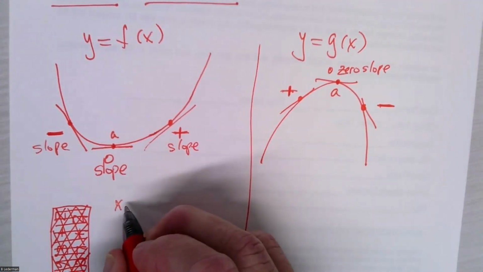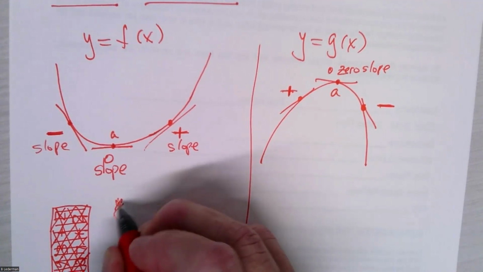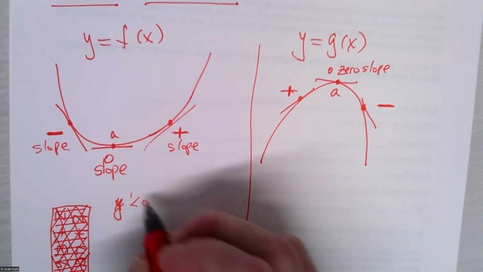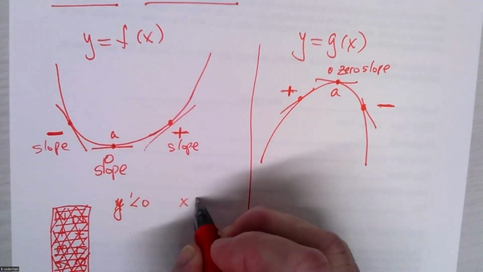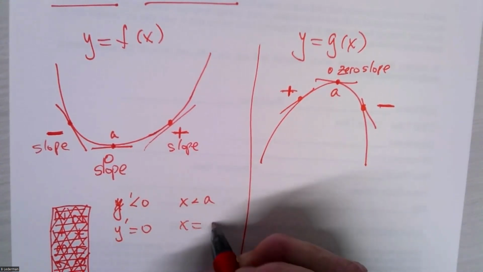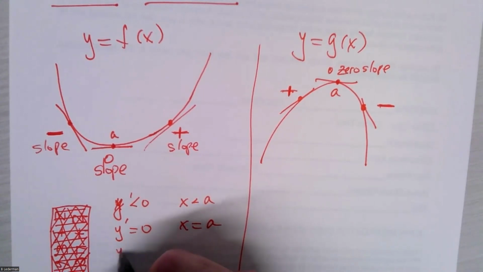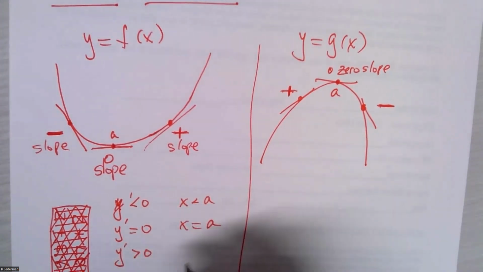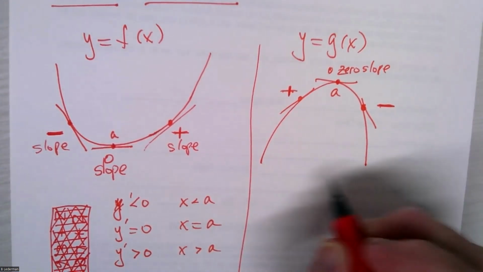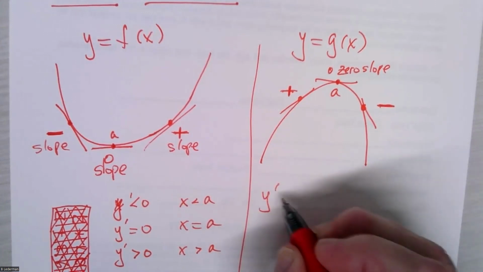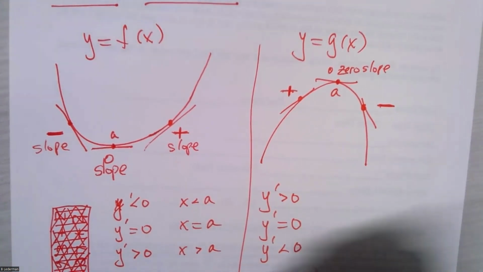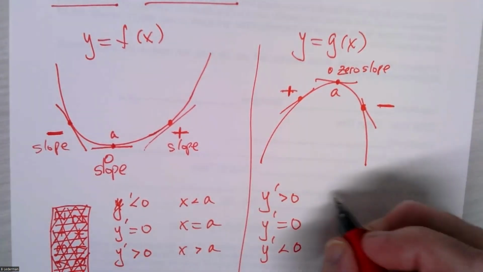When x is less than a, it's a negative slope, so y prime is less than zero. y prime equals zero when x equals a, and y prime is greater than zero when x is greater than a. And this is the same idea for the other function. It's going to be flipped around, but it's the same idea.